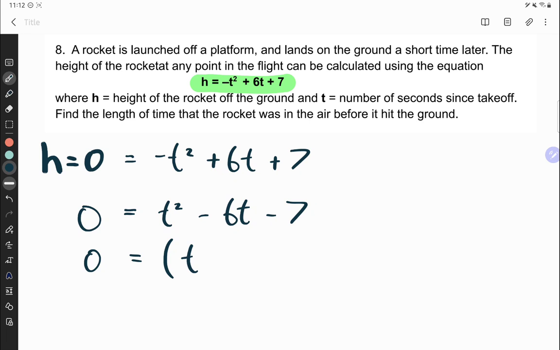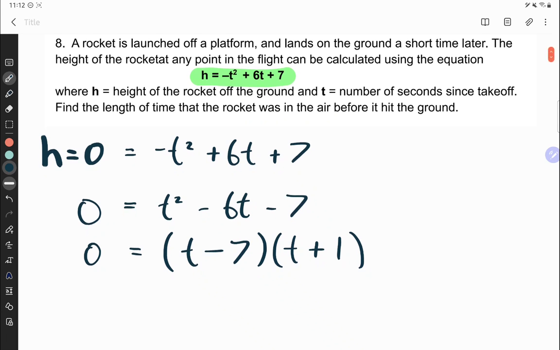Let's have a try now. It is -7 and +1. Right? So we're saying either this is 0 or this is 0. So we have our two possible answers, t equals 7 or t equals -1.